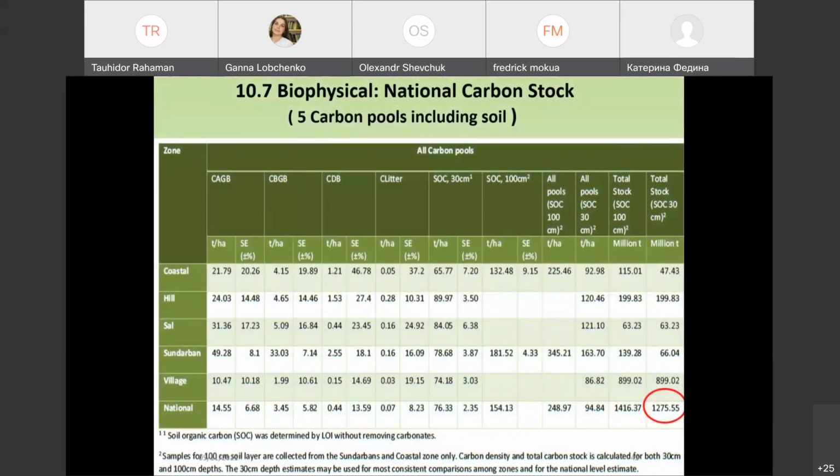For national carbon stock, we have considered 5 carbon pools: above ground biomass, below ground biomass, dead wood, litter, and soil organic carbon at 30 centimeters and soil organic carbon at 100 centimeters. The 100 centimeter depth was only for the mangrove area because those were mudflat and intertidal areas. For the rest of the area, we considered the 30 centimeter depth. Our country total is 1275.55 million tons.